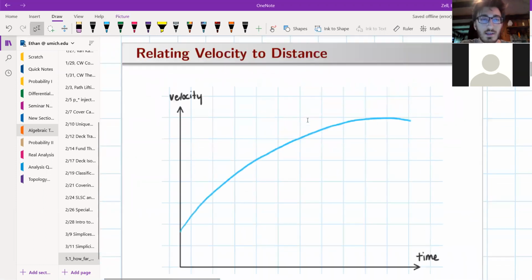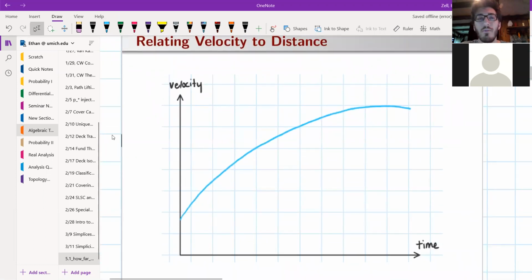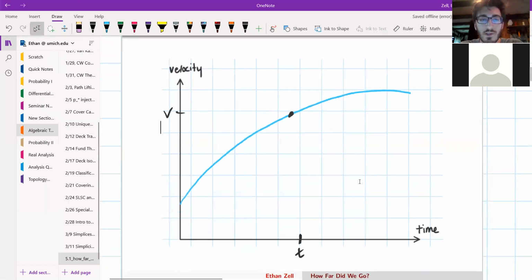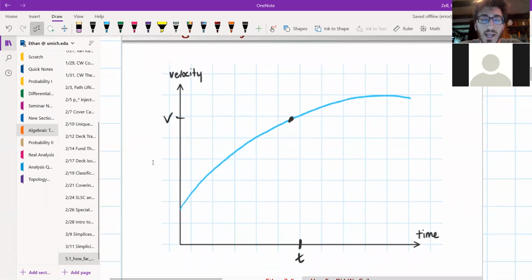So the setup is this. We're traveling somewhere and we know our velocity over time. So we have some curve, which is drawn in blue, and we have, at time t over here, we're traveling at v, say maybe miles per hour, if that's familiar to you. So we might ask the very natural question, which is the name of this lecture, how far did we go? So from time 0 to time t, how far did I actually travel?